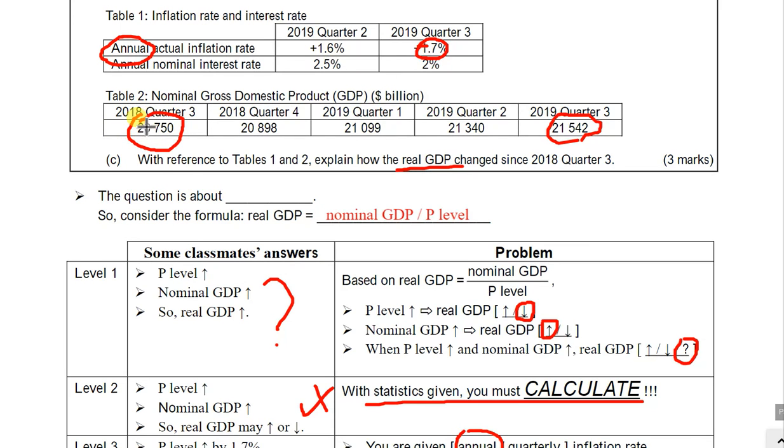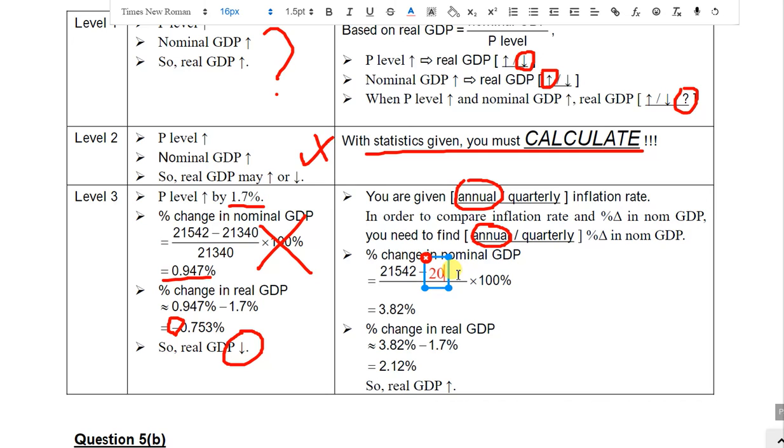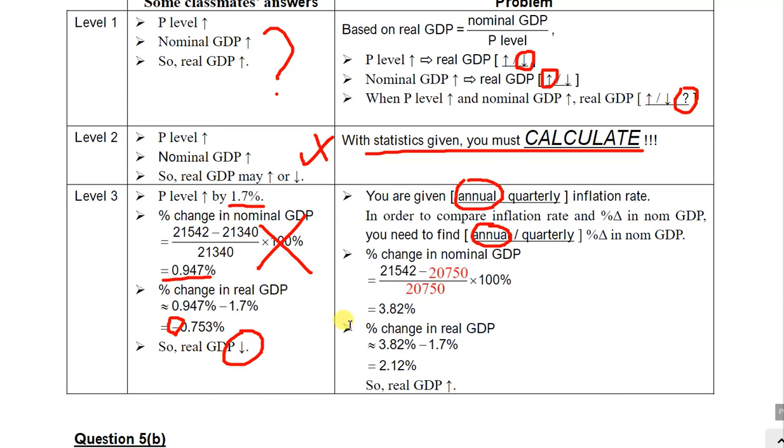And that's why you need this one, 20,750, to find out the annual percentage change. And that's why here you should have 20,750 to find out the percentage change. And you should get 3 point something for the percentage change in nominal GDP. And you take the subtraction, you will see that there should be a positive percentage change in real GDP, and that means real GDP became larger.